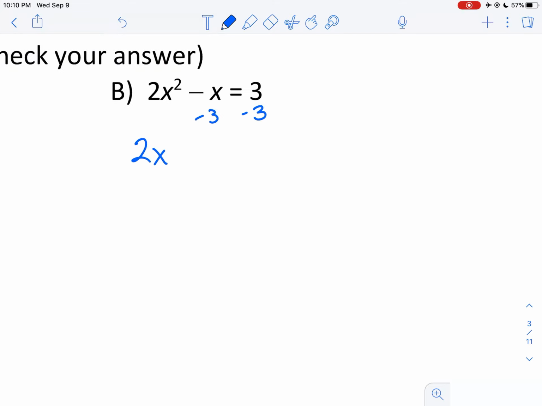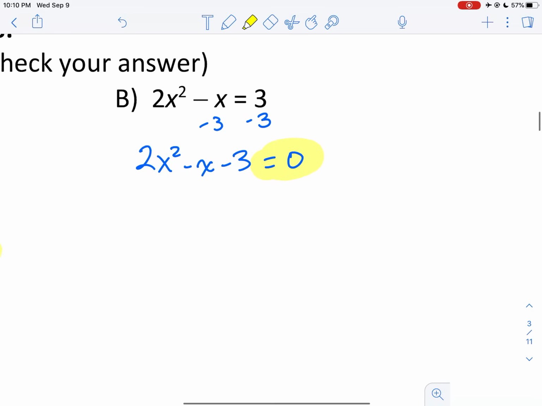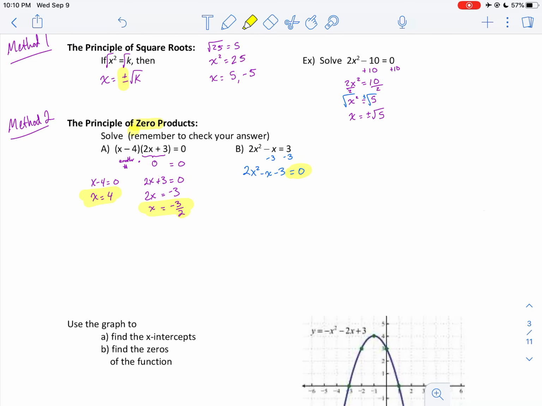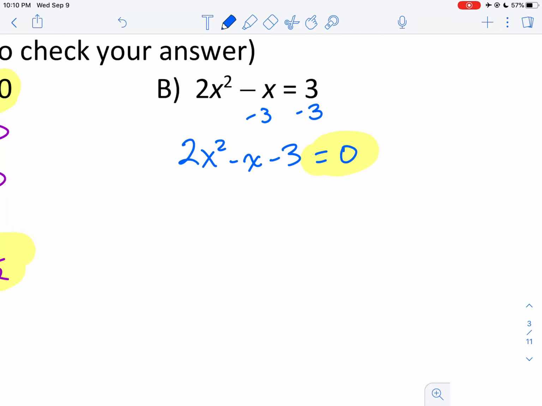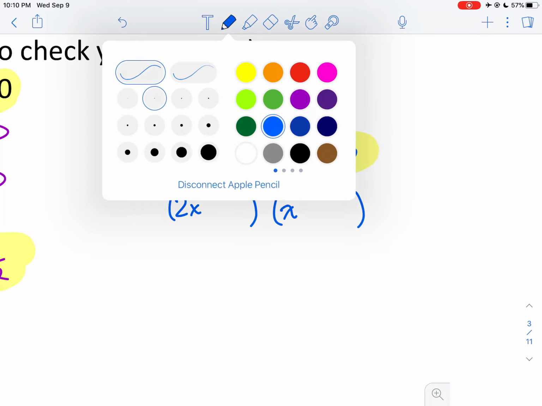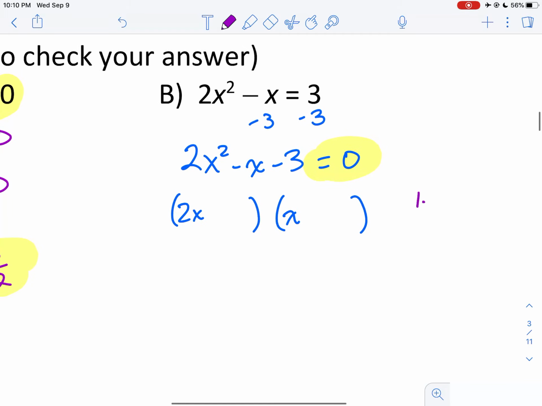Subtract 3 from both sides. This is really important. In order for the zero product to work, you've got to have it equal to 0. First step. Then factor. All right. So we've got 2x times x. That's going to give me my 2x squared. I now need to get negative 3. But whatever I put in here to get that negative 3 also has to give me negative x when I multiply. So to get negative 3, I really have just the numbers 1 and 3 or 3 and 1.